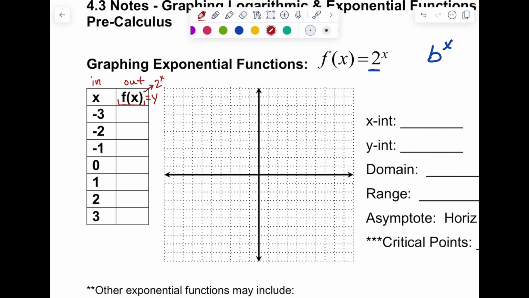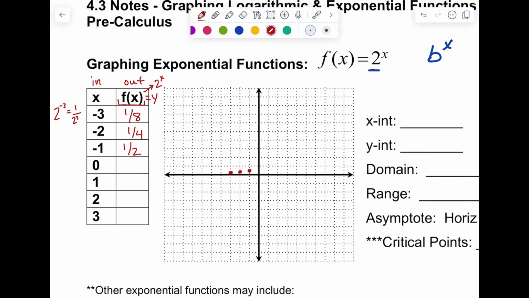So if we did 2 to the negative 3 power, if you know your exponent rules, that 2 to the 3 would have to drop down into the denominator, and then 2 to the third is an eighth. So we would go negative 3, up an eighth. You can see we're already super close to that x-axis. If we put in a negative 2, we would get out 1 over 4. If we put in a negative 1, we'd get out a half. And so you can see the points just kind of slowly start creeping up.